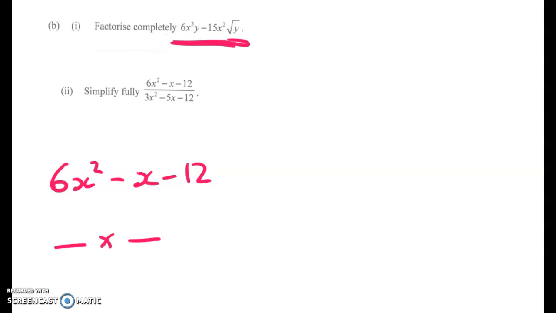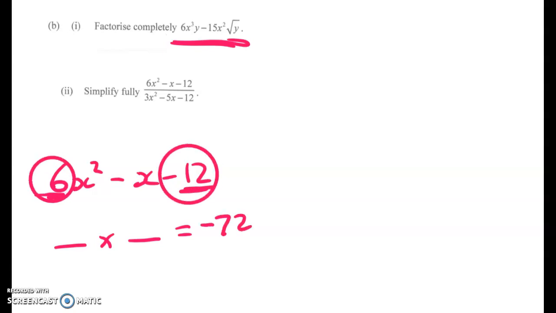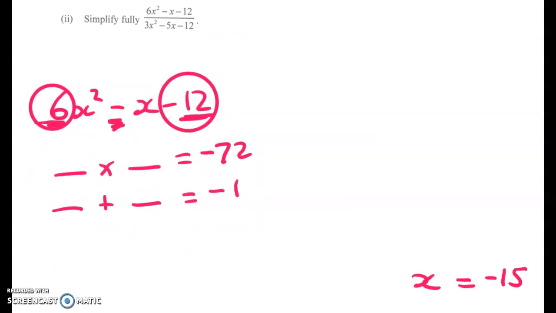Well, let's go over the method of grouping to solve quadratics like this. Sorry, to factorise, not to solve. We want two numbers that multiply together to give me negative 72, so I'm taking the a and the c terms and multiplying them together. And then we want two numbers that add together to give me negative 1. In other words, I'm looking for two numbers that have got a gap of 1.